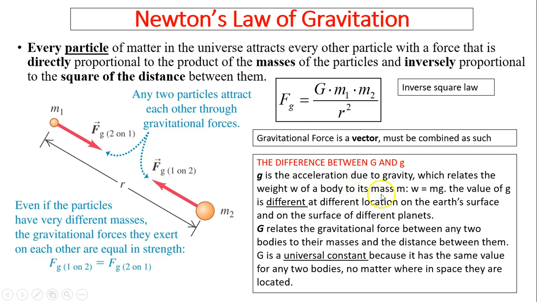So there is a difference between capital G and lowercase g. Lowercase g is the acceleration due to gravity, which relates the weight to its mass. W equals mg. The value of lowercase g is different at different locations on Earth's surface and on the surface of different planets. Capital G, on the other hand, relates the gravitational force between any two bodies to their masses and the distance between them. Capital G is a universal constant. It never changes, because it has the same value for any two bodies, no matter where in space they are located.